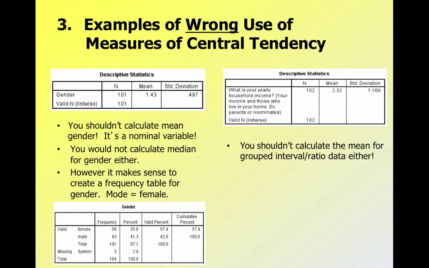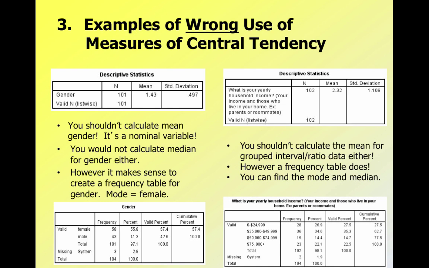So really what we ended up seeing for this type of example was, what's your yearly household income? And we see that the possible responses were 0 to 24,999, 25,000 to just under 50,000, 50,000 to just under 75,000, and 75,000 and plus. We can then say that 0 to 24,999 was assigned a 1, 25,000 to 49,999 was assigned a 2, 50,000 was assigned a 3, and 75,000 plus was assigned a 4.